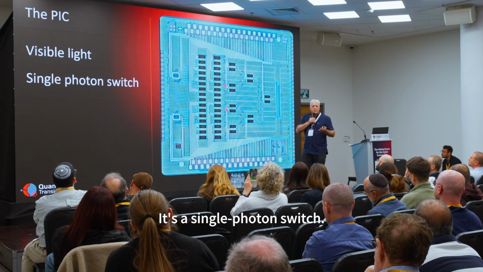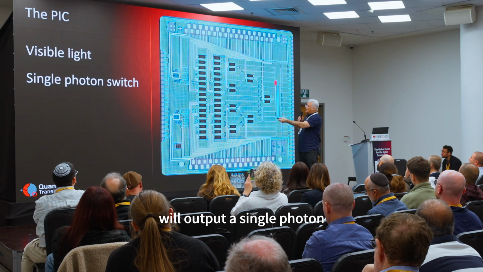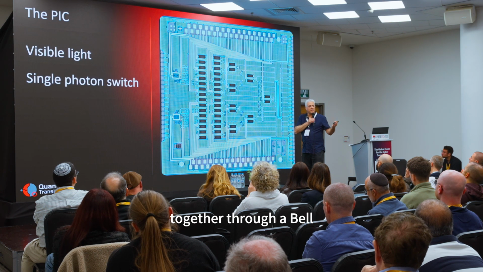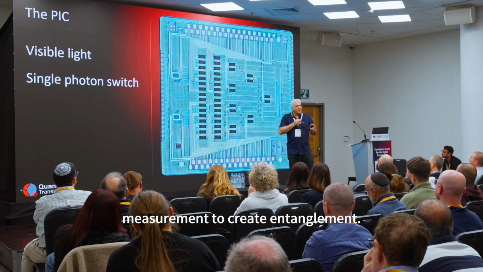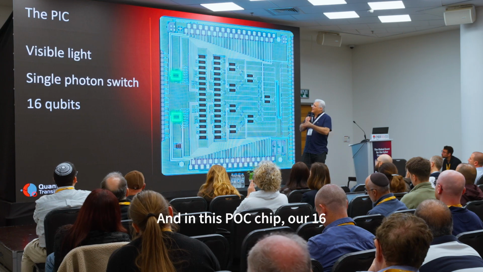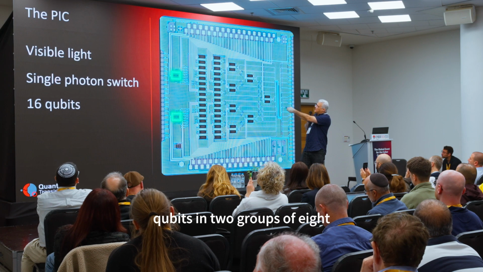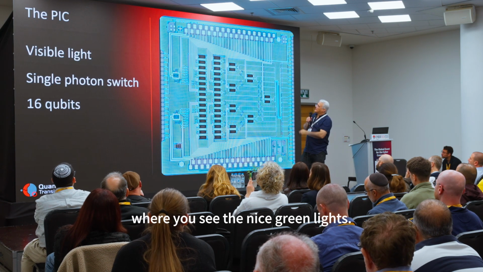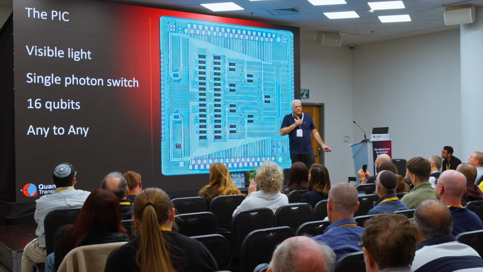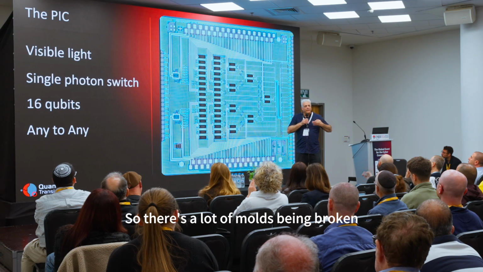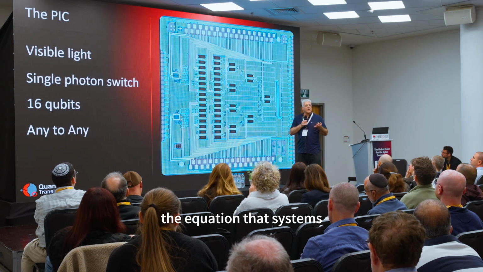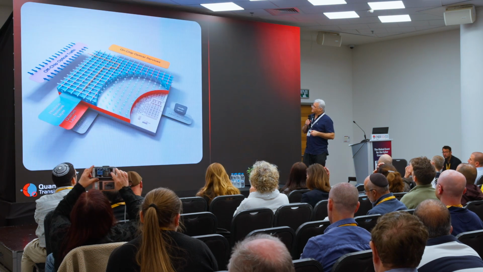It's a single photon switch. The qubits on the left will output a single photon that will go through that switch, and then they will meet together through a Bell measurement to create entanglement, and that's the most technical thing I'm going to say here today. In this POC chip are 16 qubits in 2 groups of 8, where you see the nice green lights, and the connectivity is any-to-any. So there's a lot of molds being broken here, innovation done to break the equation that systems are dealing with right now.